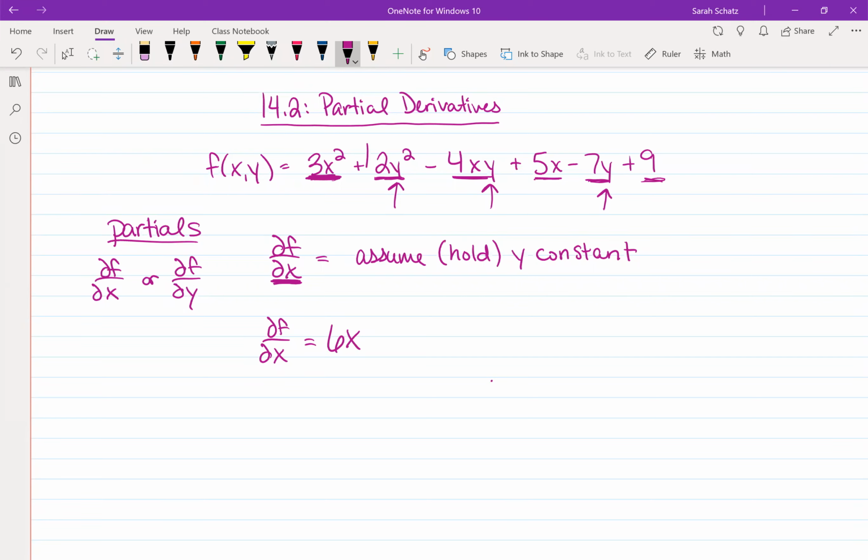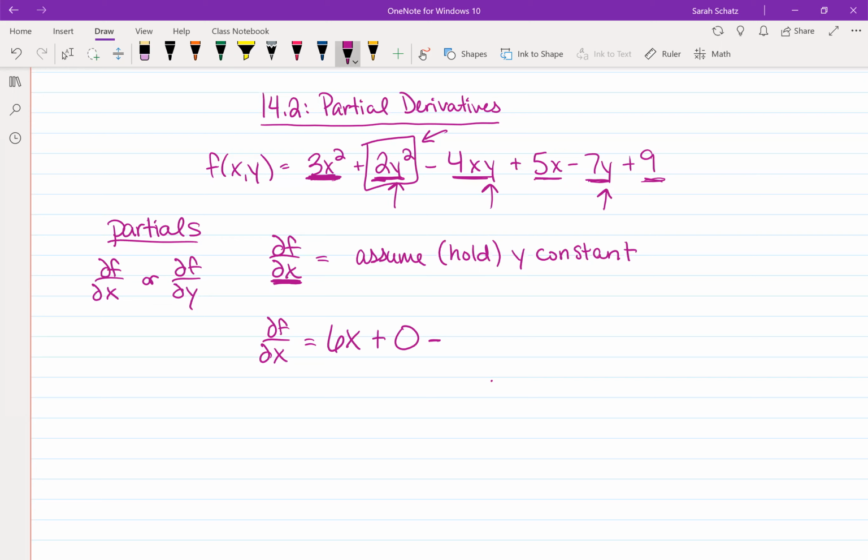But what about this term, 2y squared? If I'm assuming that y is just a constant number, then y squared is also a constant number, and I'm multiplying it by this 2, which is also a constant number. You guys, this whole term is constant. When I take the derivative of a constant, it goes away.